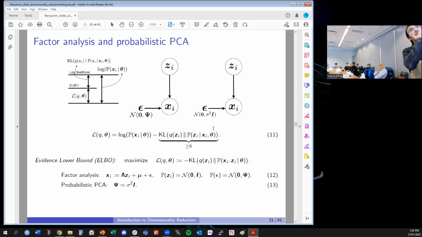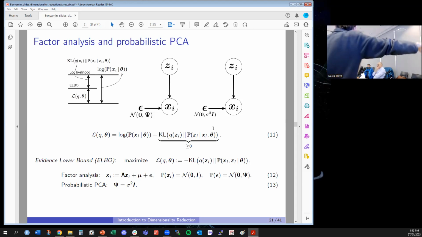And then factor analysis says that I assume that I have some latent random variable, but I also assume that there is some noise, some uncertainty. And I try to maximize the ELBO using variational inference and expectation maximization. This is what factor analysis is.